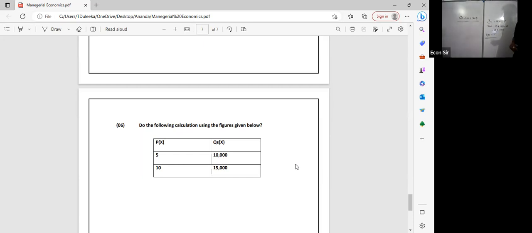Do the calculation using the figure given below. QS = A + BP.